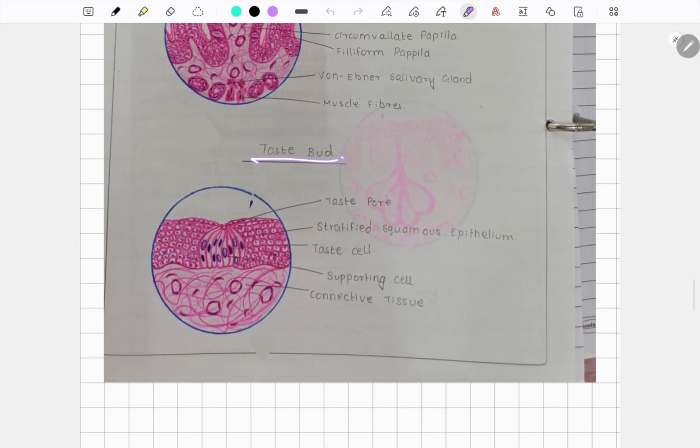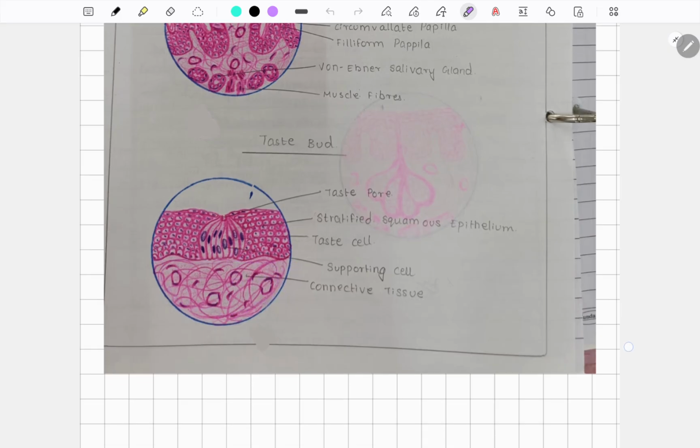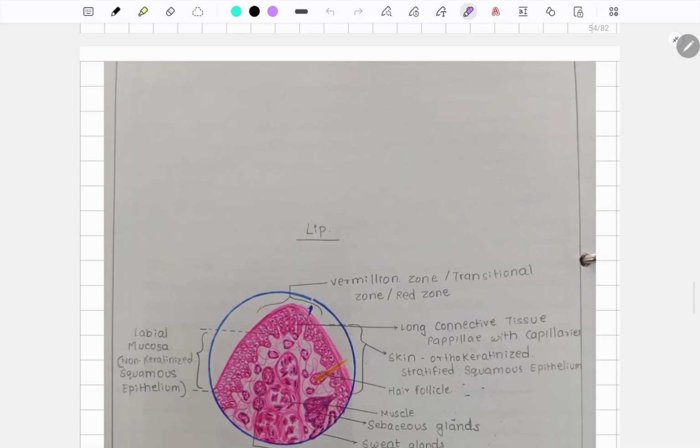Then the next diagram is of taste buds. You can see a taste pore, then there is stratified squamous epithelium, and these are the taste cells and supporting cells, and this is the connective tissue. This is also easy to identify as a taste bud.